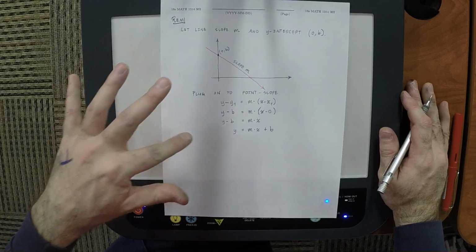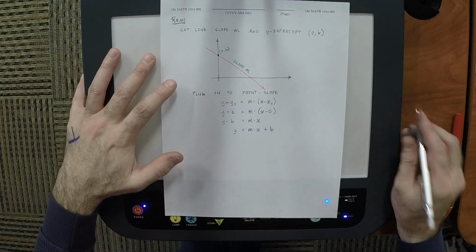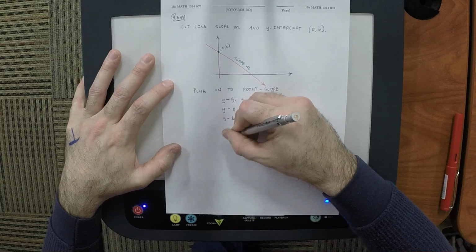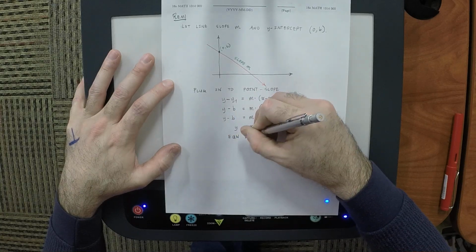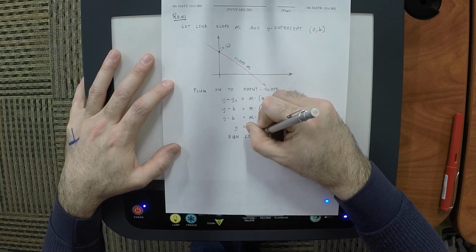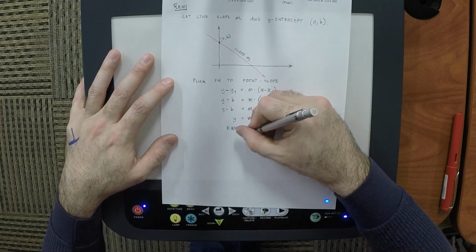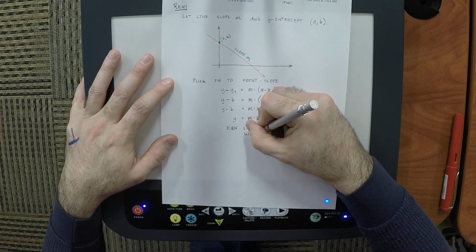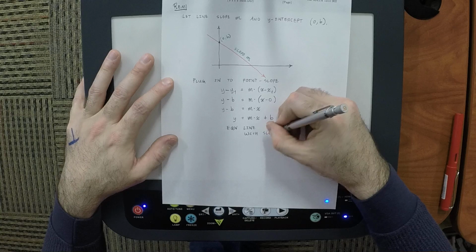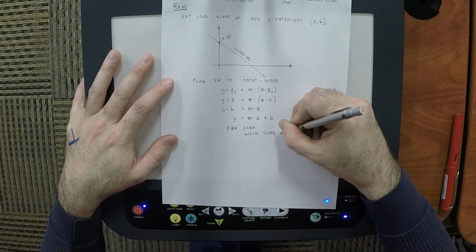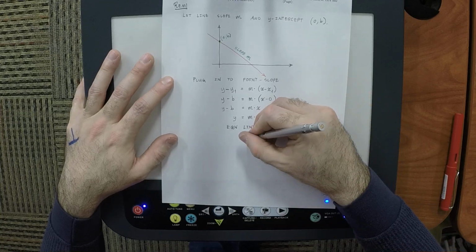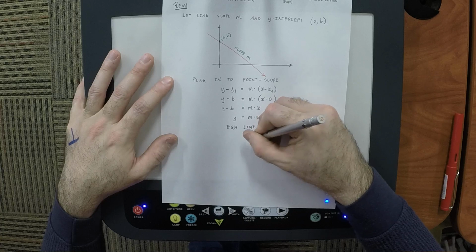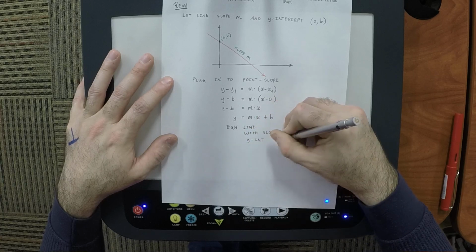Okay, so this last one is another formula that you're expected to memorize. It is the equation of a line with slope m and y-intercept 0, b.